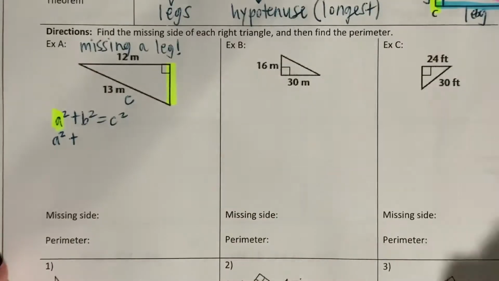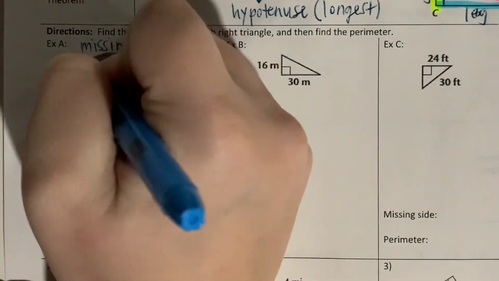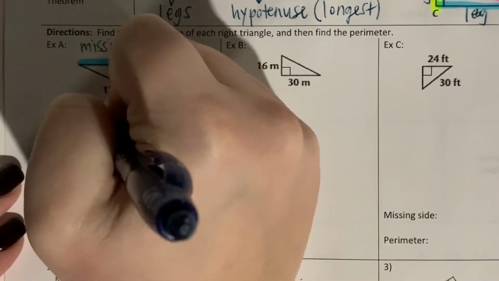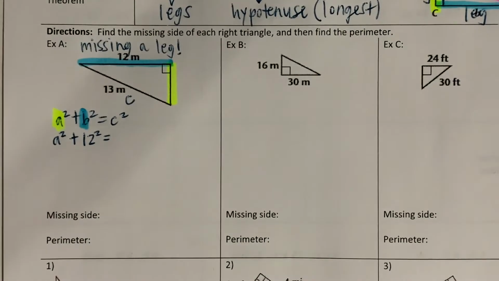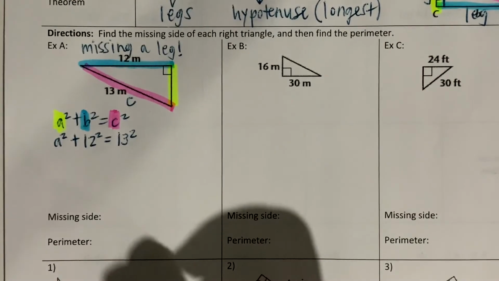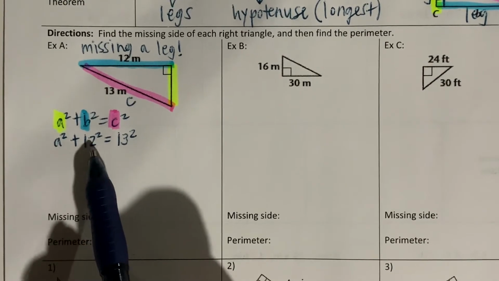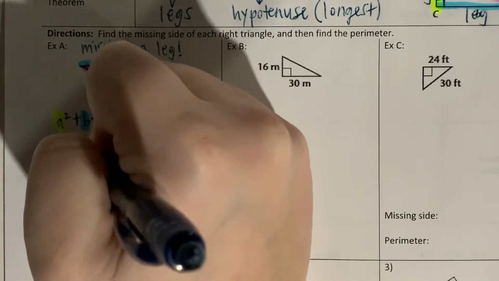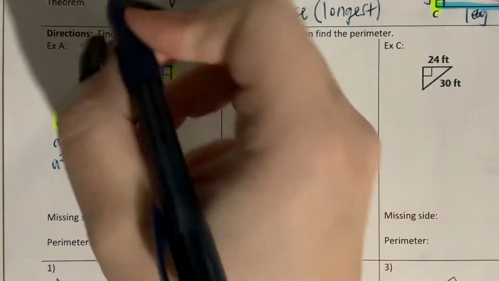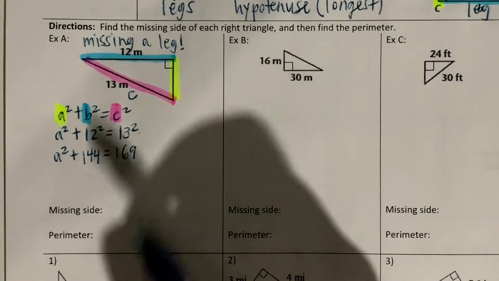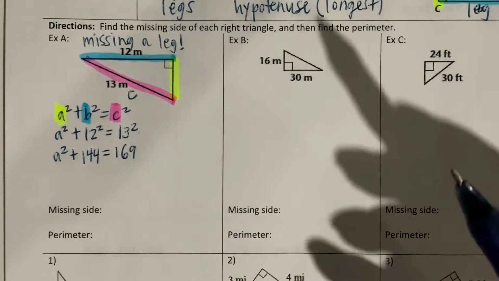So I'll have a squared plus, then I can look and identify my other leg, B, and here it's the 12 meters. So I'm going to plug in 12 for B. So now I have 12 squared equals my C squared, which is my hypotenuse. So I'm doing 13 squared. So now I have an equation. I only have one variable, and I'm going to have to do some squaring here. So I'll have a squared plus 12 squared is 144. 13 squared is 169. Keep in mind, 13 squared is saying 13 times 13, or you can use your calculator and type 13 raised to the second power.